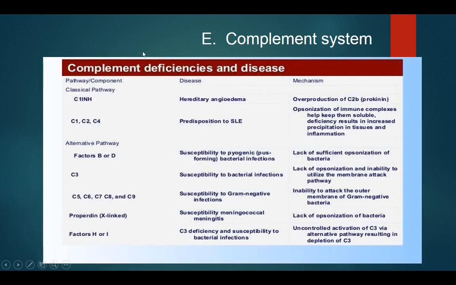So there are some complement deficiencies and diseases which are related to this, like C1 inhibitor deficiency causing hereditary angioedema, and deficiencies of C1, C2, C4 leading to predisposition to SLE. These are the classical pathway components, which start from C1. In the alternate pathway, factors B and D and C3 deficiency produce bacterial infections. Factors H and I are also important ones, which cause C3 deficiency and susceptibility to bacterial infections.